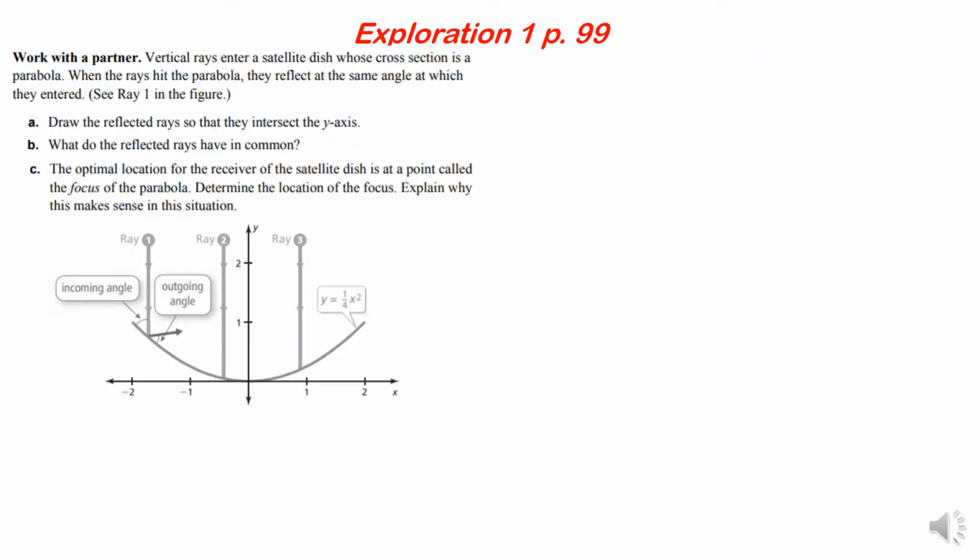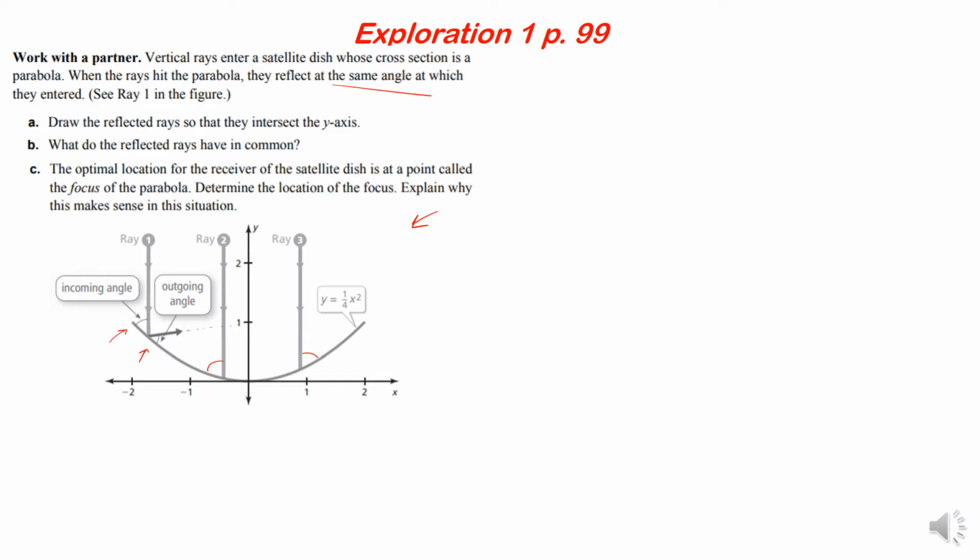Okay, Exploration 1 reminds you about the things that we just learned. Vertical rays enter a satellite dish whose cross-section is a parabola. When the rays hit the parabola, they reflect at the same angle at which they entered. So they want you to draw the reflected rays on this example so that they intersect the y-axis. They gave you the angles on the first one, so you're just going to continue this line. And they want you to do the same. Remember, this is the angle that you want to match, okay? Then once you've done that, you're going to ask, what do the reflected rays have in common?